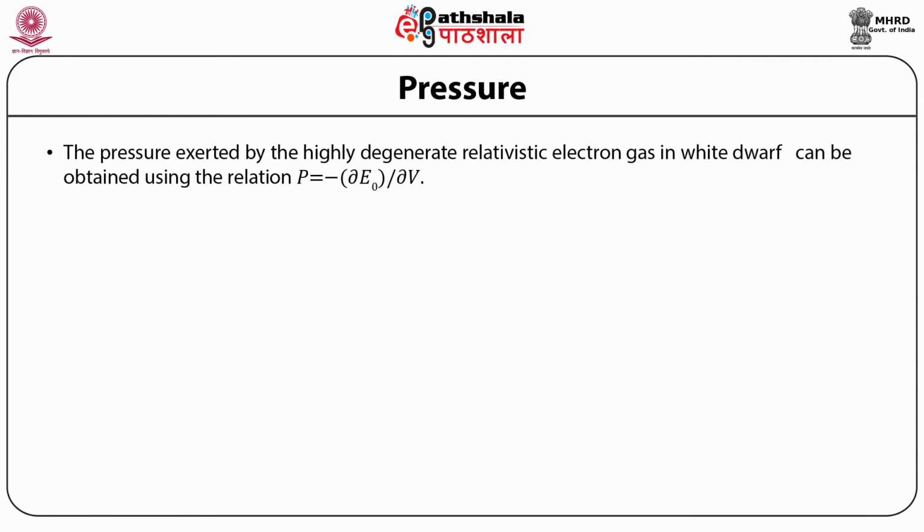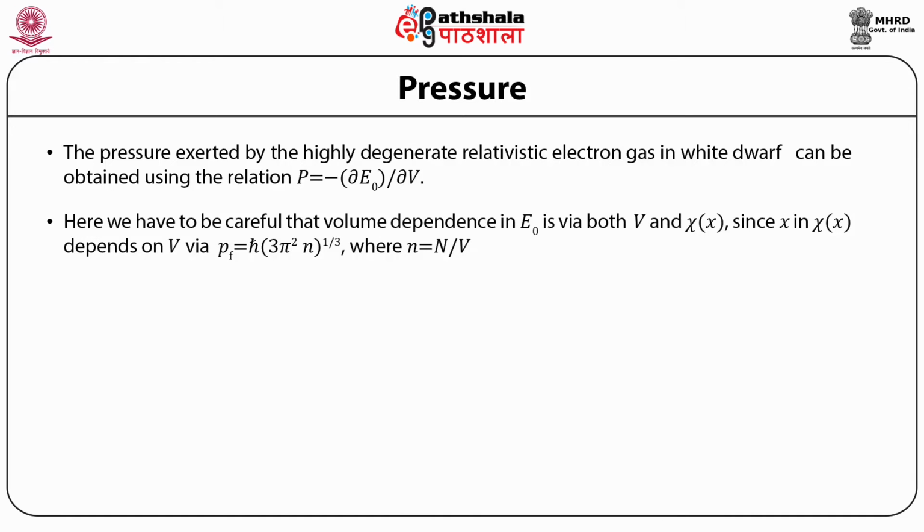The pressure exerted by the highly degenerate relativistic electron gas in a white dwarf can be obtained using the relation P is equal to minus ∂E0/∂V. Here we have to be careful that the volume dependence in E0 is via both V and χ(x), since x in χ(x) depends on V via Pf is equal to ħ (3π²n)^(1/3), where n is equal to N upon V.